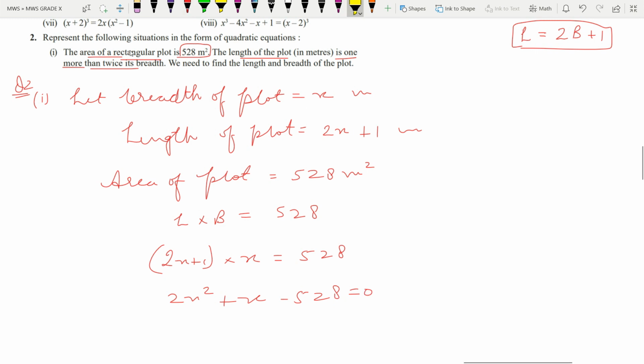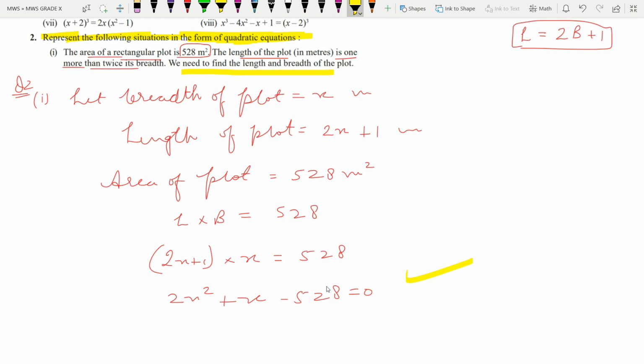Now read this very carefully. Represent the following situations. Whatever situation is presented in the question, represent it in the form of a quadratic equation. You have to just form a quadratic equation, you do not have to solve it. So we'll leave it here, as we only have to form the quadratic equation. Yes, we need to find the length and breadth, but in the question it is written to go only with the quadratic equation, there is no need to find out. So we are leaving it here.